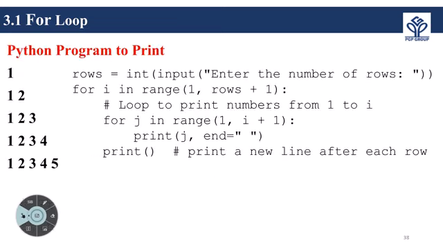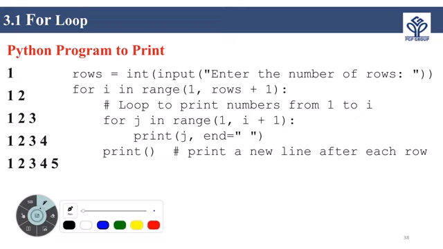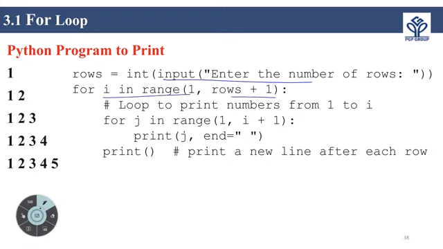Python program to print. So see that rows, input, enter the number of rows, how many rows we want. I enter a range, this is my range, loop to print. So it is repeatedly executed until the end of the condition is false. Okay, print numbers from 1 to I in the range, j in the range, print j, end is equal to, print a new line after each row. Clear? So print a new line means we are using \n or otherwise this.